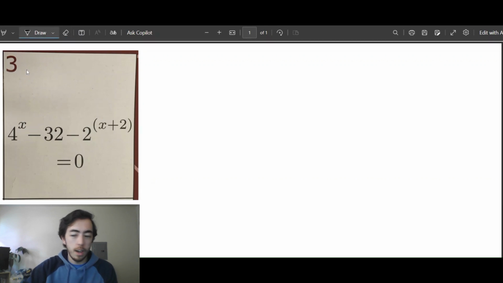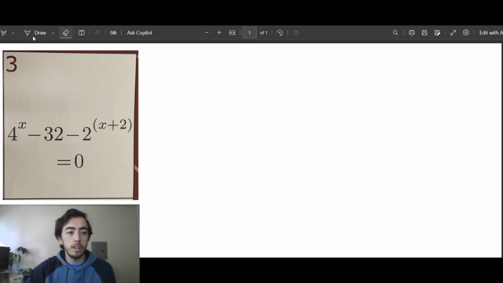So I'm noticing I have some kind of exponential equation, right? Our variable is hiding in the exponent here. And usually a good strategy for these problems is to find a common base. Here my base is 4, here my base is 2, and this is just the number 32. None of these are the same base. I'm thinking I could make them all turn into a 2, and it won't be too hard to do that.